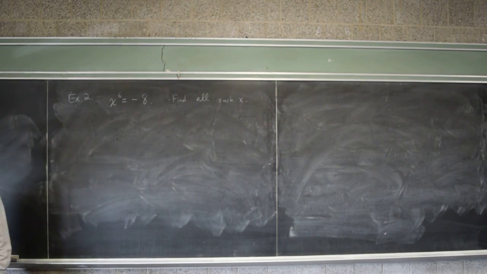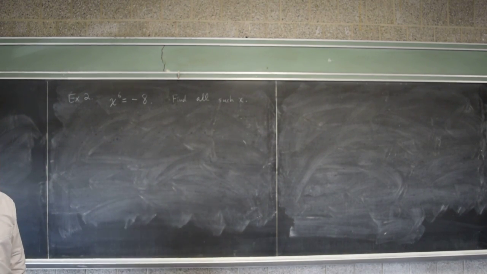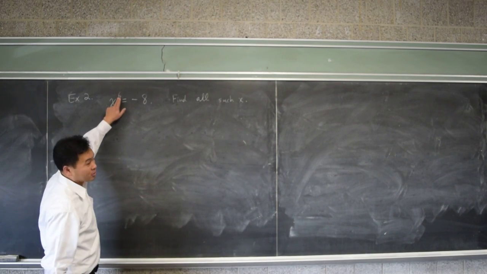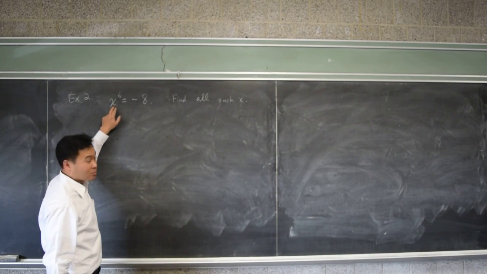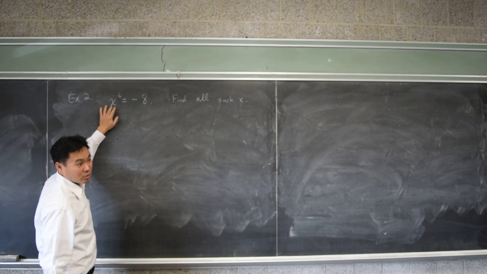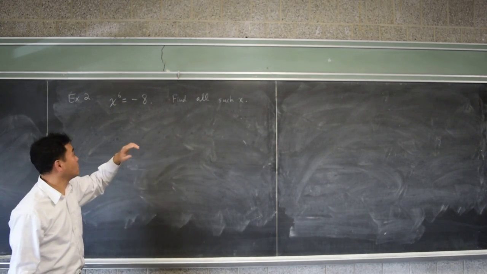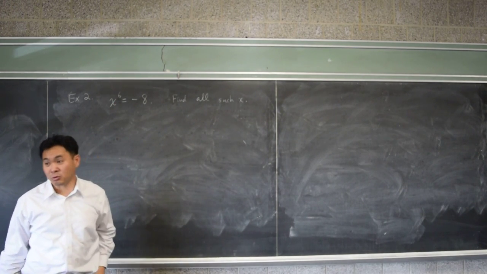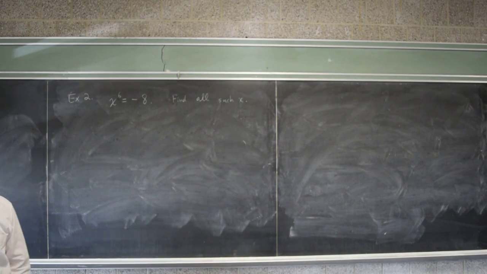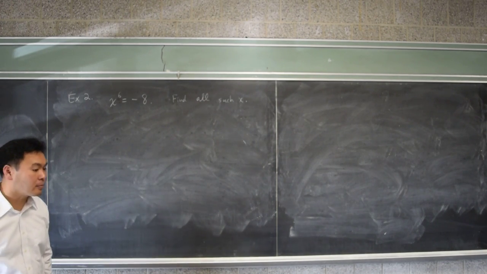Now we know that x cannot be a real number because you're taking an even power of something. If x was real, if you take the even powers, it has to be positive, right? So you immediately know that there's no real solution to this thing. So we're only looking for complex solutions of this. Okay.